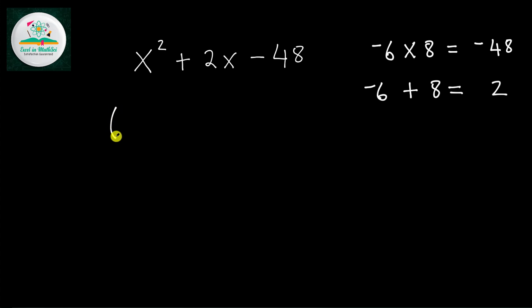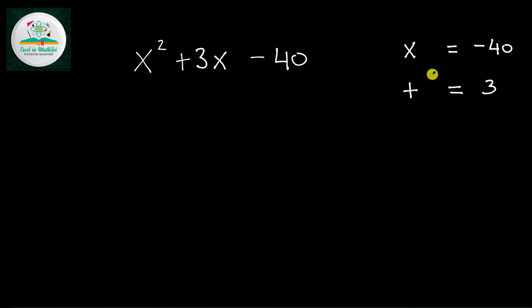So our linear expressions will be x minus 6 and x plus 8. And that's it factorized into two linear expressions.